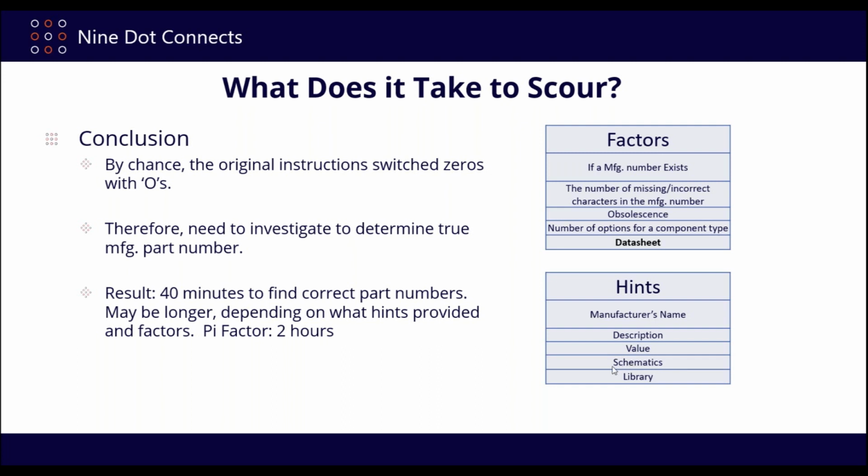If they give us schematics, we can see where the part is being used in the context of the circuit. And of course, if they give us the library as well, there may be other information we can glean from the library. But this is probably one of the biggest ones that we stumble upon when we have to scrub a library for a customer here.